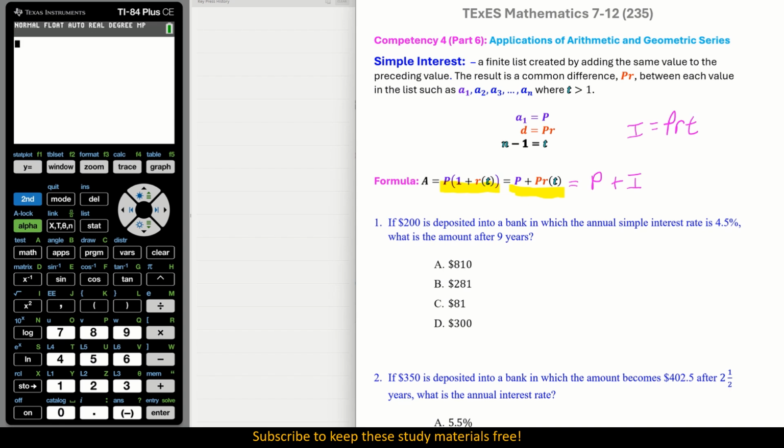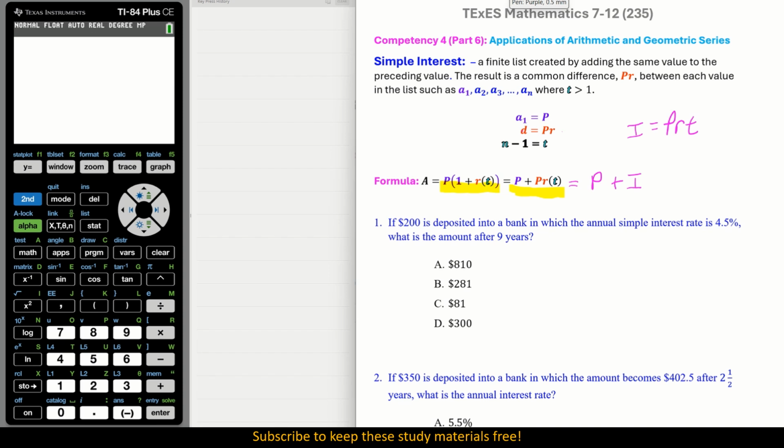However, we do need to point out that there is a connection between simple interest and your arithmetic sequences. Your a sub 1 is your principal. Your common difference is your principal times the rate. And your time is actually your n minus 1. That's your nth term, whatever year you're at, minus 1. But we're not using that. We're using our specialized formula for simple interest, and it is simple to remember.